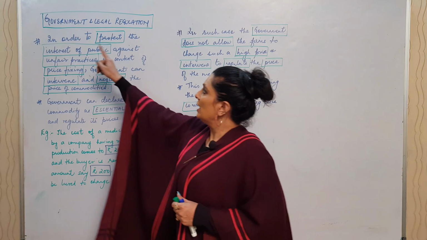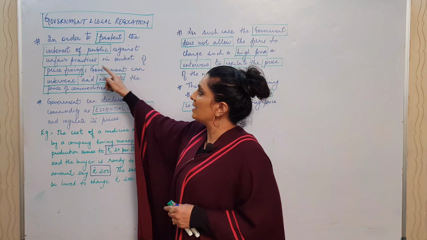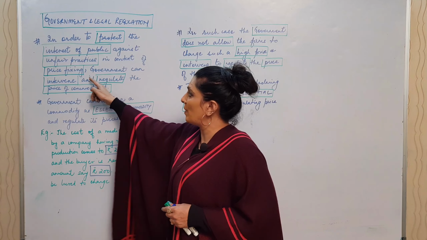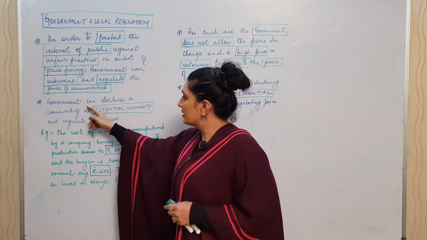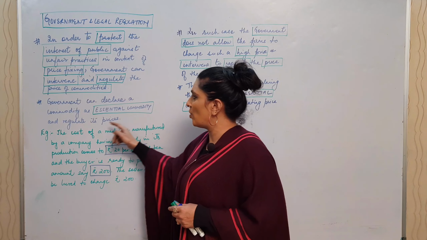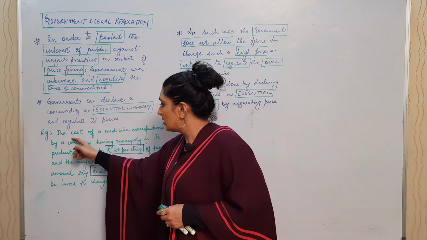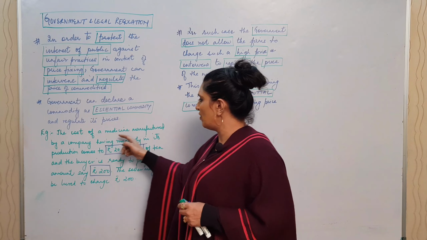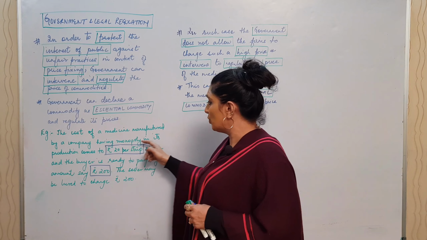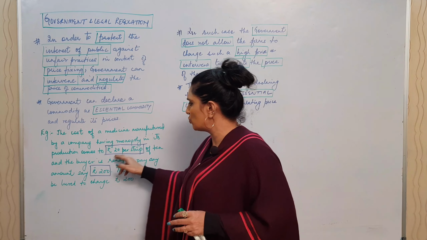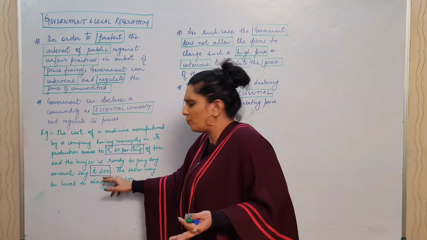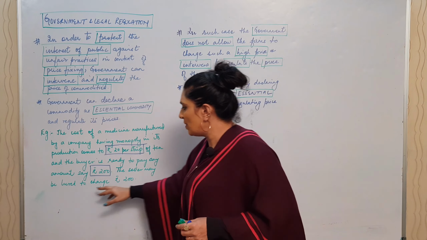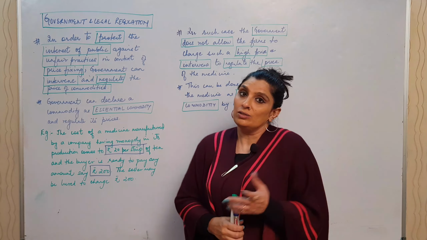But whatever it was, what is the setting of price? In order to protect the interest of the public against unfair practices in the context of price fixing, the government can intervene and regulate the price of commodities. The government can declare a commodity as an essential commodity and regulate its prices. For example, the cost of a medicine manufactured by a company having a monopoly in its production comes to 20 rupees per strip of 10, and the buyer is ready to pay any amount, say rupees 200. The seller may be lured to charge 200.